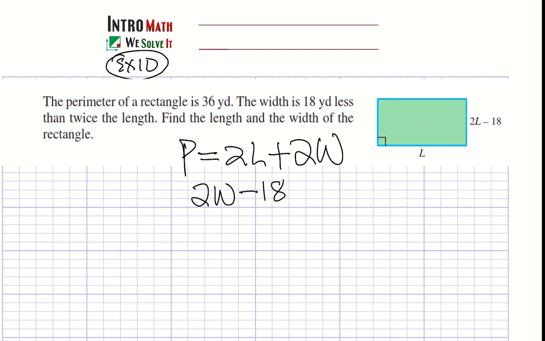I'm sorry, what did I say? Twice the... I'm sorry, I got it all switched over. It says the width is... So this is L. Sorry. You see it? Twice the length. And then 18 yards less than twice. That's it right there. I think they gave it to you, and you see the diagram right there.